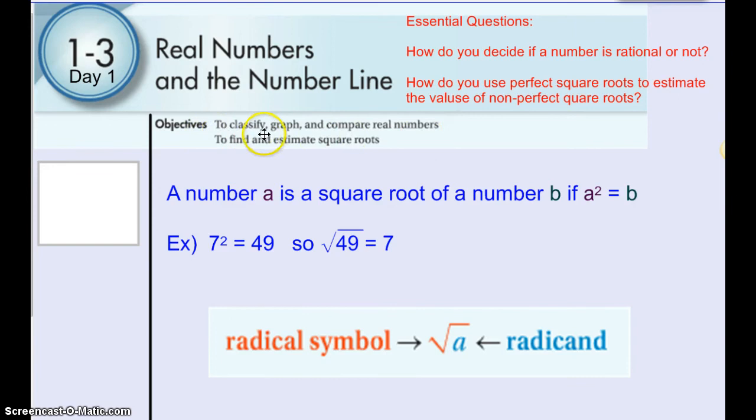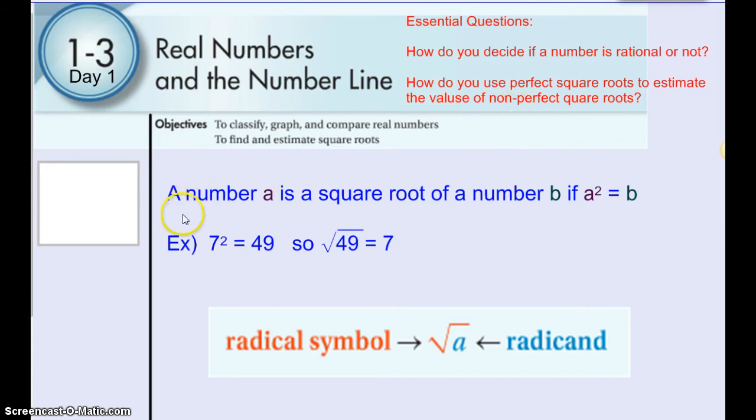So our objectives, we're going to classify, graph, and compare real numbers, and we're going to find and estimate some square roots. So your job is to get this all written down. Make sure you're taking your essential question, putting it in there, and again, pause as needed.